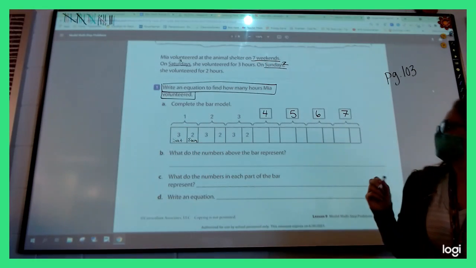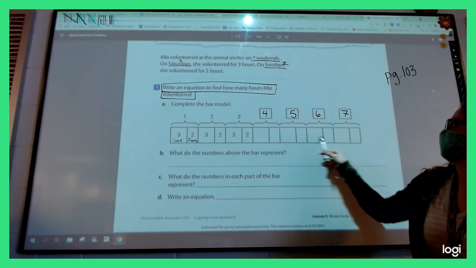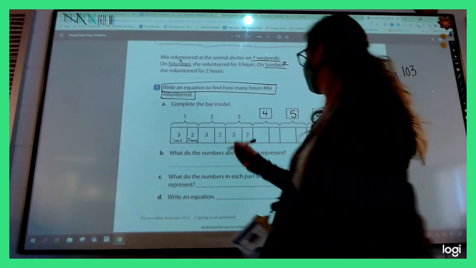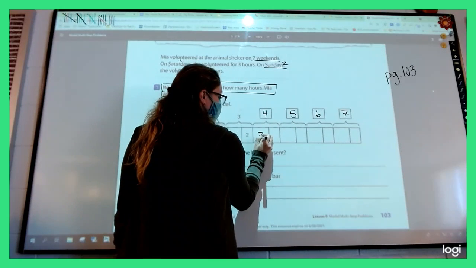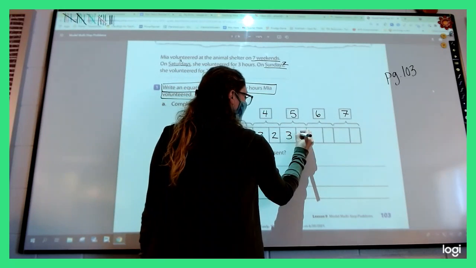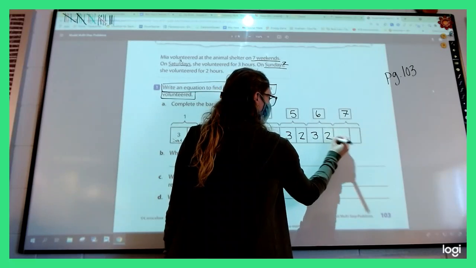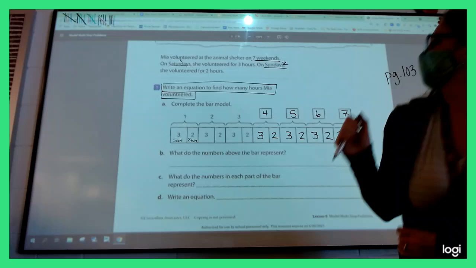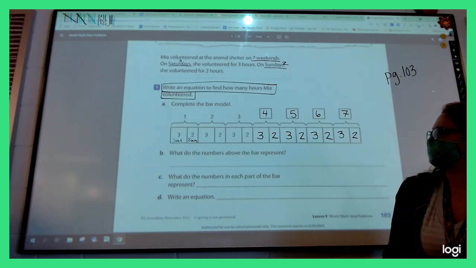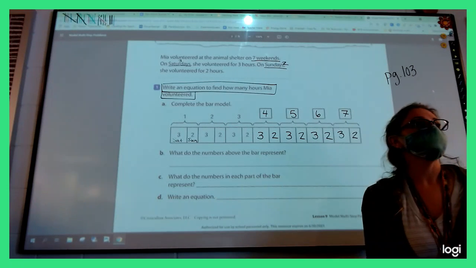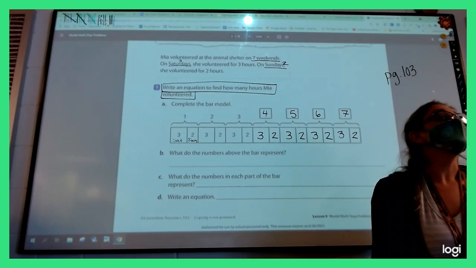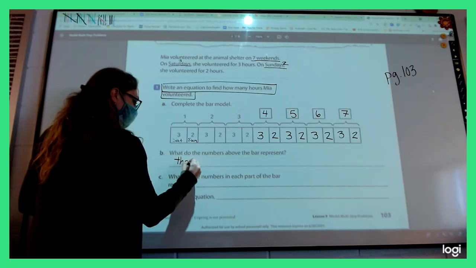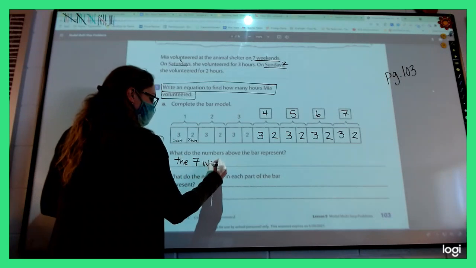All right, perfect. And then I bet you all know what we need to put down in these boxes here. Quentin? 3, 2, 3, 2, 3, 2, 3, 2. Yep, we got that pattern. So the big box is a 3. It's a little bit larger, 2. Okay. Now, what do the numbers above the bar represent? Madeline? The weeks. All right, the weekend. So we'll say the 7 weekends she volunteered.